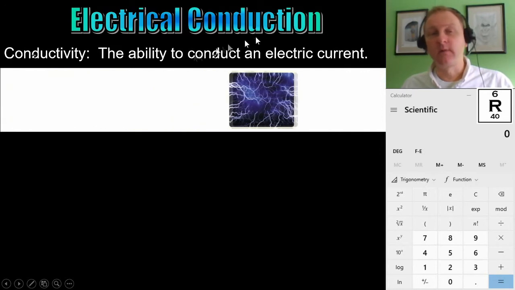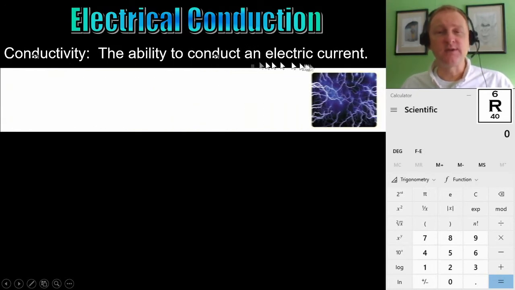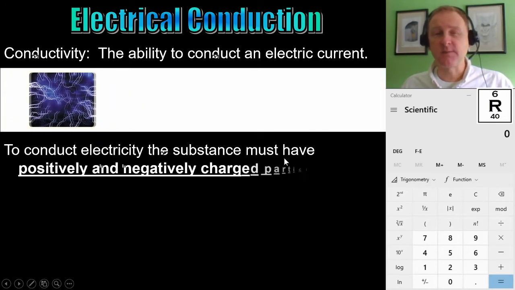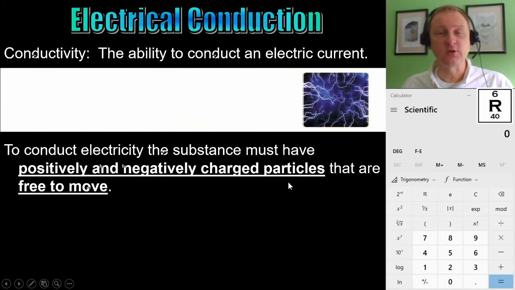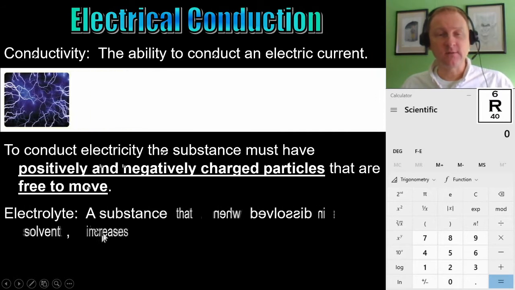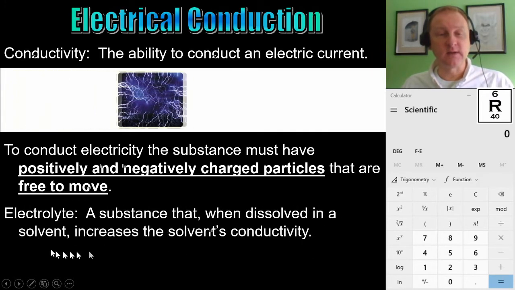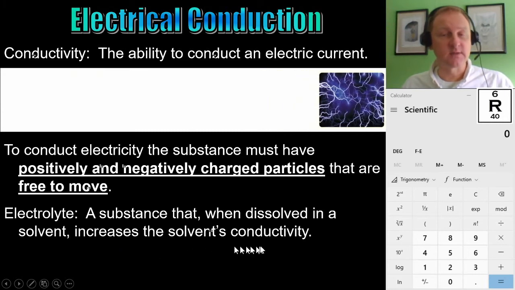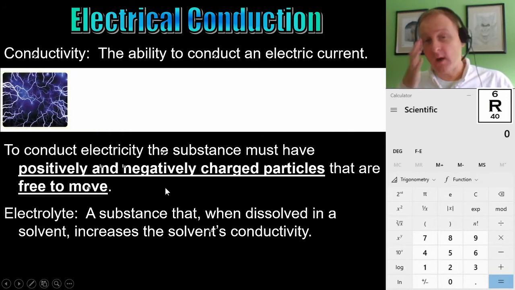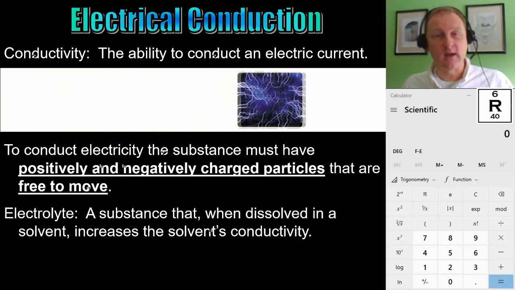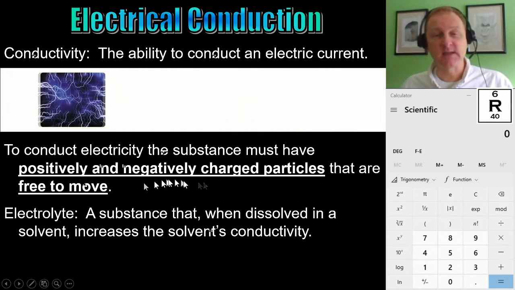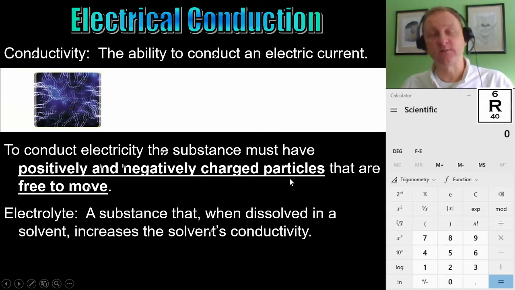Electrical conduction. Conductivity is the ability to conduct an electric current. In order to conduct electricity, the substance must have positive and negative charged particles that are free to move. An electrolyte is a substance that, when dissolved in a solvent, increases the solvent's conductivity. So having said all this, when we put something in water that turns into charged ions that breaks apart, that allows water to conduct electricity because it has positive and negative charged particles that are free to move.